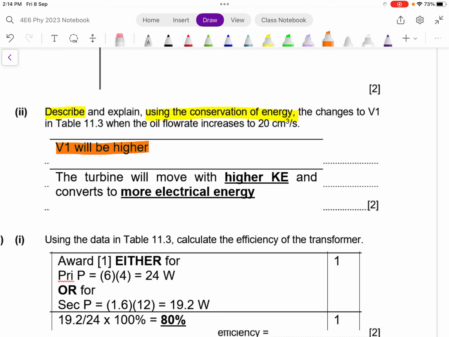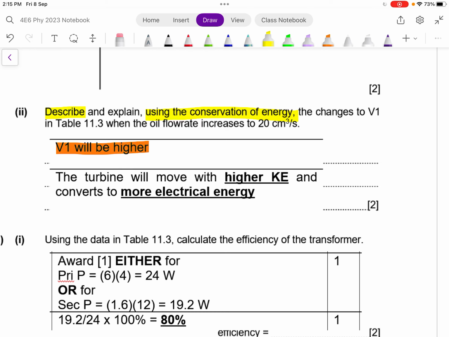Electricity essentially is just a way of transferring energy. So it means that V, voltage, is energy carried by a coulomb of charge. Meaning that if your V1 goes up, there must be more energy transferred to the generator by the turbine. So where does the energy come from? The turbine can only generate electricity when you turn the turbine. So we would require you to state where the energy comes from.